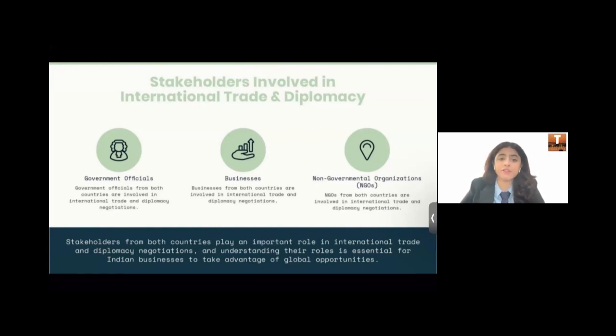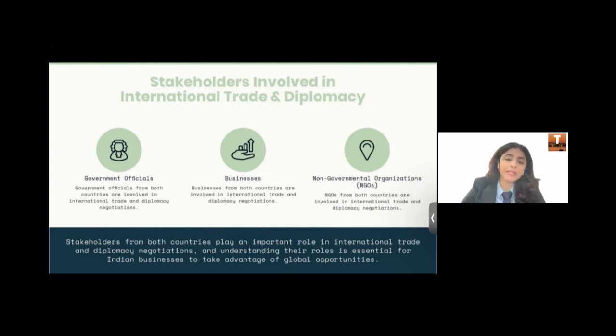Number four, civil society organizations, the CSOs. Civil society organizations such as non-governmental organizations, labor unions, and advocacy groups play a significant role in shaping international trade and diplomacy. They represent diverse interests, including human rights, labor rights, environmental protection, and social justice. CSOs monitor trade agreements, advocate for fair trade practices, and contribute to policy debates, which later results in policy making.